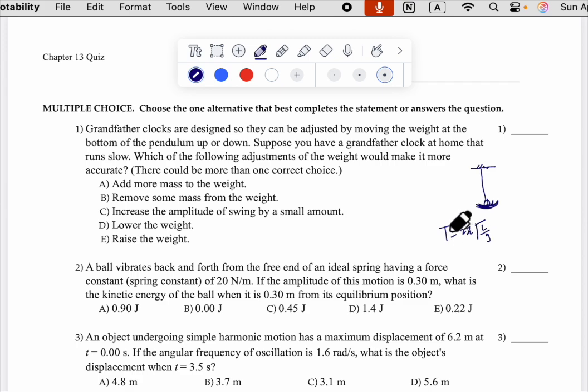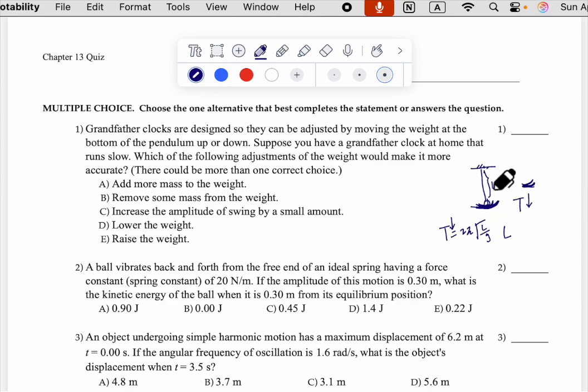Okay, so slow means T is big. Let's say it's big. Which of the following adjustments of the weight would make it more accurate? So you want to make T smaller, quicker, so it runs faster. If you decrease this, what do you do? The only thing you can do here is make L small.